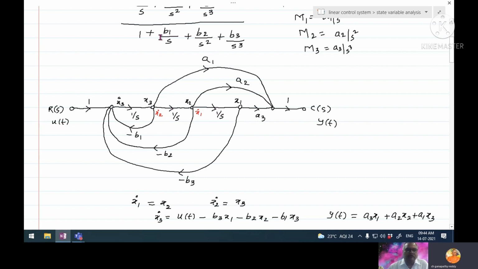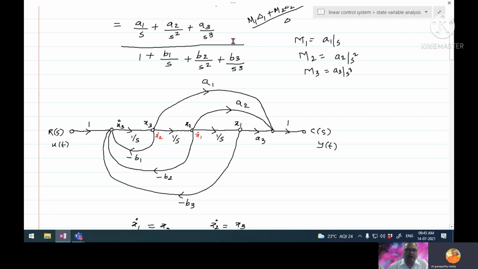These coefficients are minus b1, minus b2, minus b3. If you see this loop gain, what is it? Minus b1 by s. What is the second loop gain? Minus b2 by s square. What is the third loop gain? Minus b3 by s cube. That minus, this minus will become plus. So the denominator is implemented using the first loop, the second loop, and the third loop.